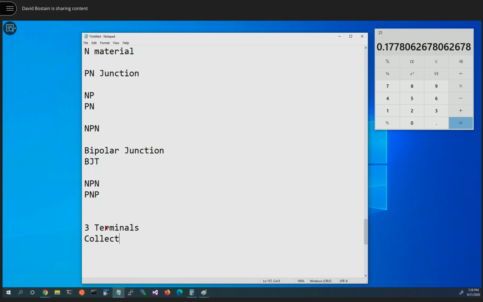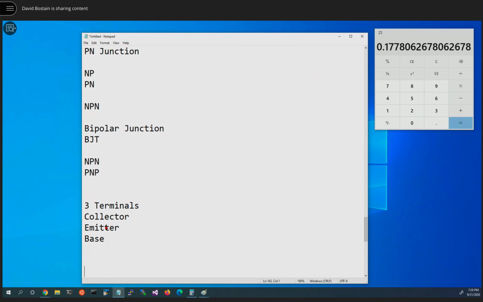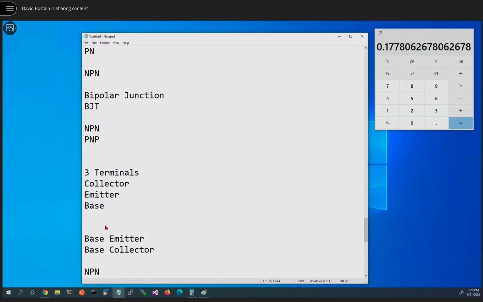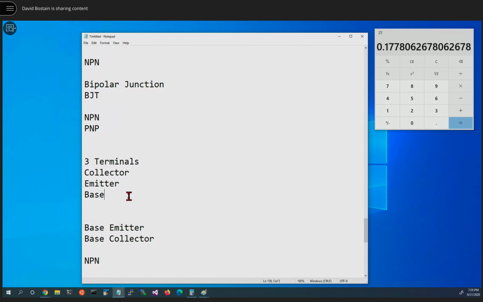One is called the collector, another is called the emitter, and the third is called the base. There is a PN junction between the base emitter. There is a PN junction between the base and collector. So that must imply, if we're using NPN transistors, that the base is P material and the other two are N material.